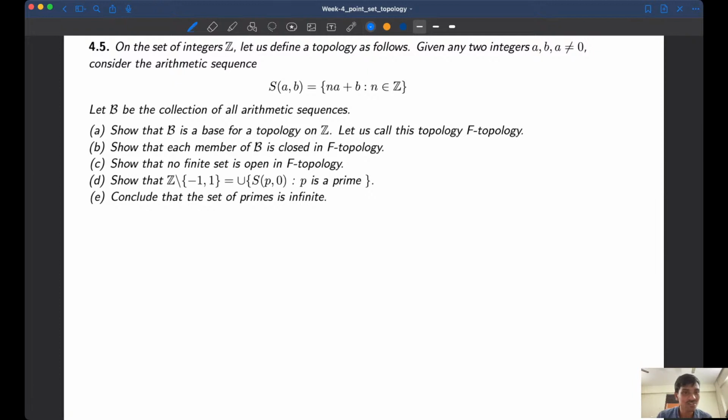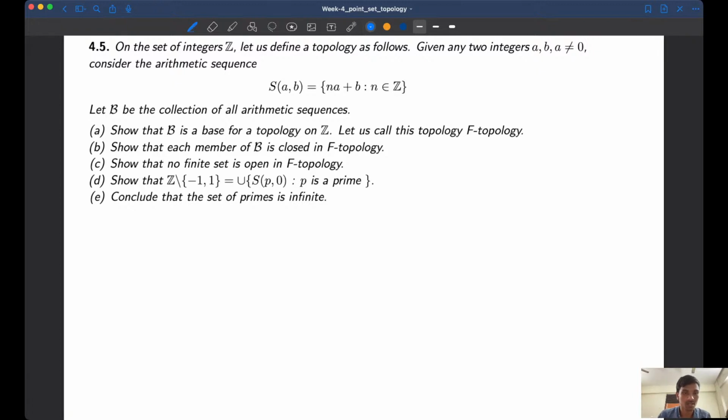So A and B are easy, just show this is a base. The closed set claim is also fine, because you just take the complement and show that it is a union of finitely many of them. And no finite set is open, because if it were open, it should contain at least one of these basis sets. That is not the case, because a finite set cannot contain an infinite set. So the finite set is not open.